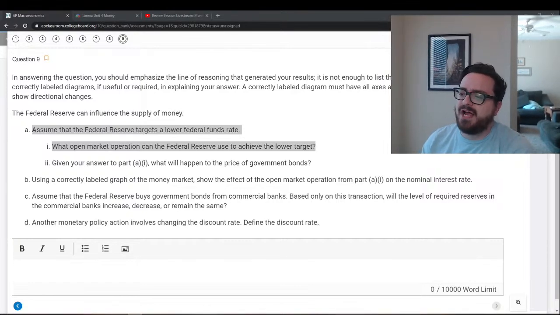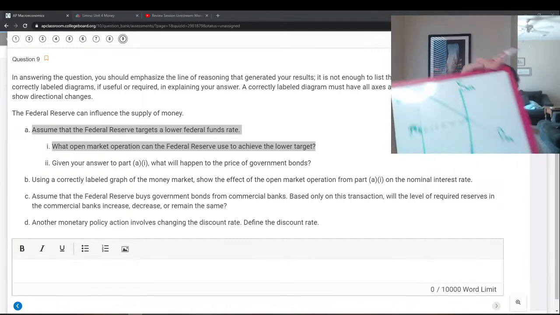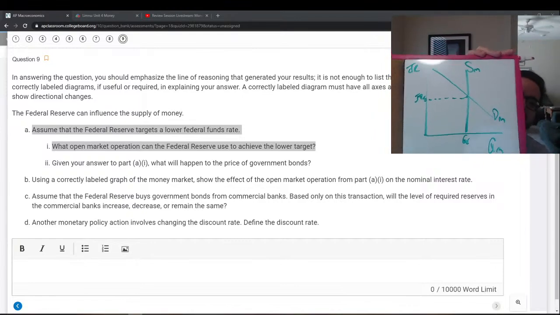Okay, B, correctly labeled graph of the money market. Show the effect of the open market operation from A1 on the nominal interest rate. Can do. Supply of money, demand for money, quantity of money, nominal interest rate. The graph stuff on the AP exam for the FRQs should be easy points for you. If you're a person who has been struggling with the graphs, you need to memorize them. There are only really 6 or 7, so it's not that bad. But you got to memorize how to set them up, because I get a point for doing this. I haven't had to think at all. I just had to remember what I had to label. That's all I had to do.